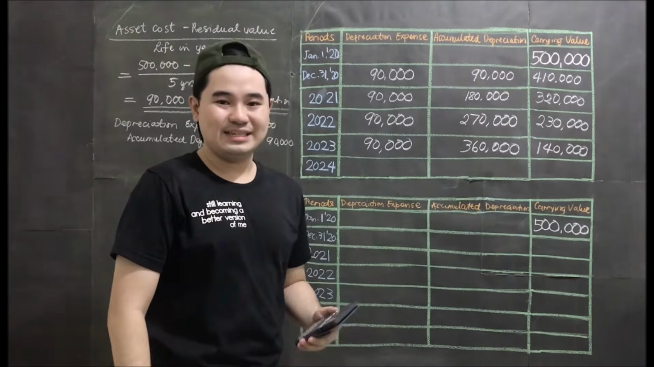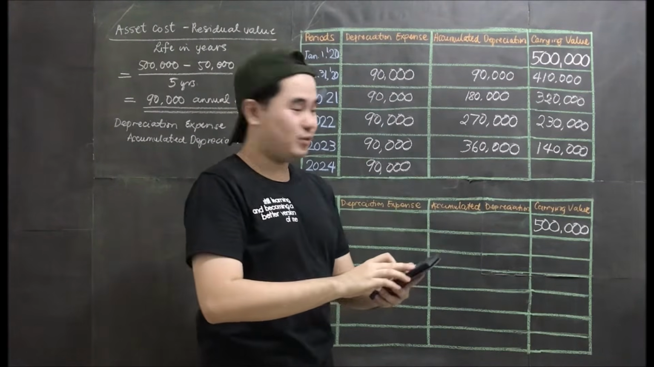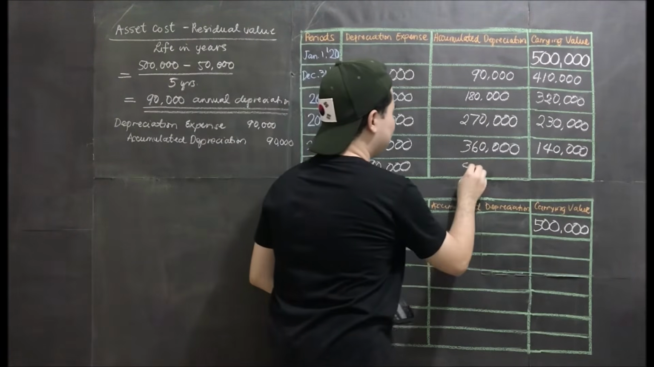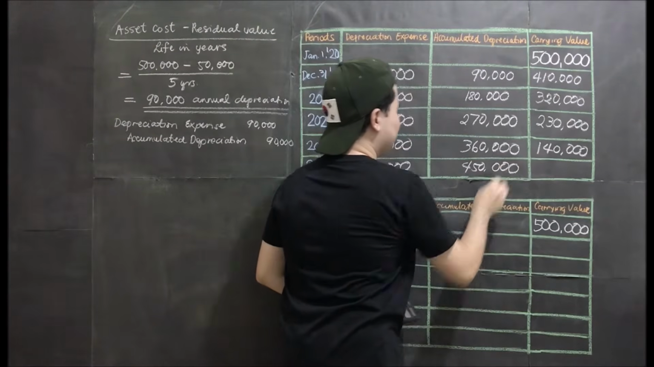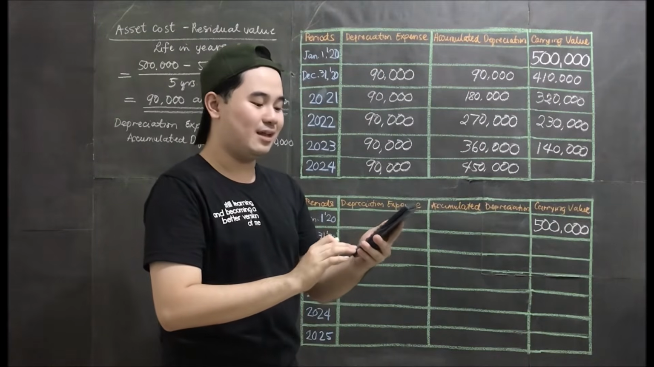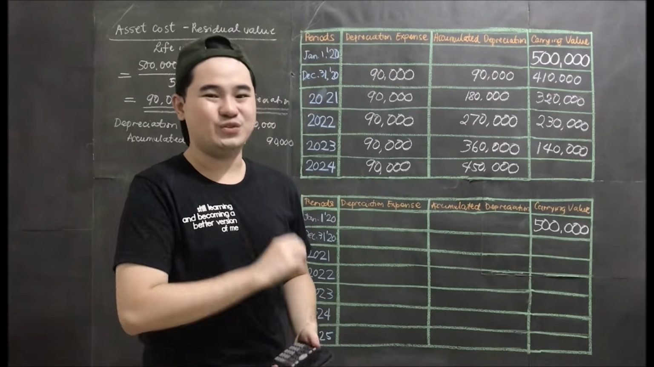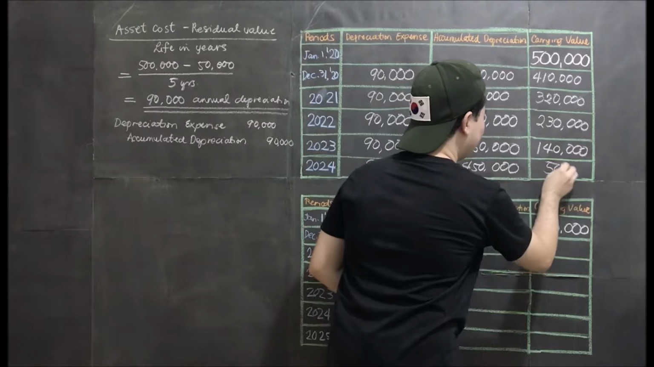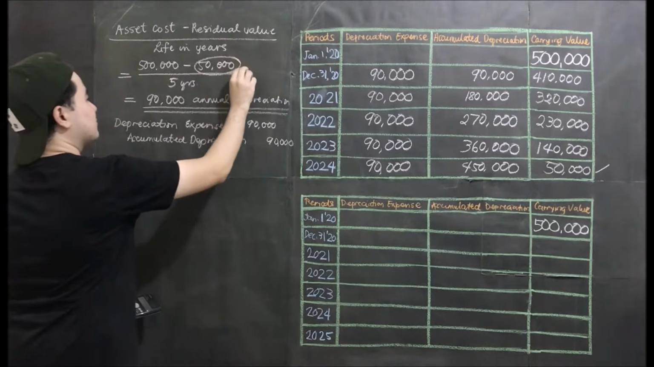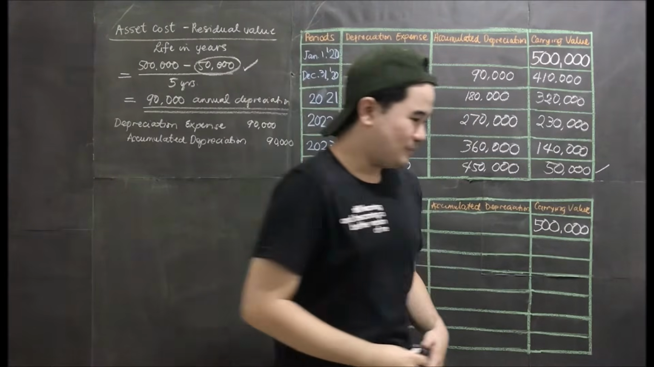And on the last year of the asset, depreciation is also 90,000. Accumulated depreciation is 360,000 plus 90,000, which gives you 450,000. And on the fifth year of the asset, 500,000 minus 450,000, ang matitira yung residual value na ina-expect natin at the end of the life of the asset, which is 50,000. Okay? Let's move on to the second example.